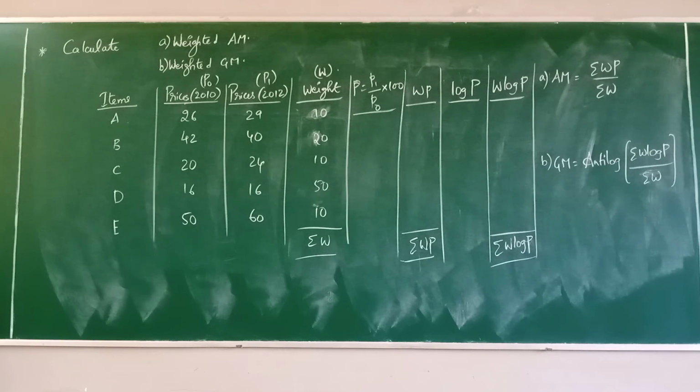Now you know how to calculate anti-log. Once again, take the scientific calculator, shift log and the value, summation W log P by summation W, whatever value you get. And then you will be getting the answer of geometric mean. Clear? So once again here, arithmetic mean will always be greater than geometric mean. Remember, suppose you have gone wrong in calculation and somewhere the arithmetic mean value comes lower than the geometric mean, then obviously your calculations are wrong.